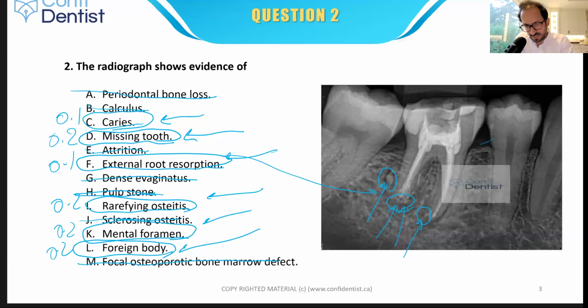So I have a comment from Vedant. Is there a little bit of calculus on the premolar distal surface? I don't see any. I think it's too risky. So let me zoom in for you.